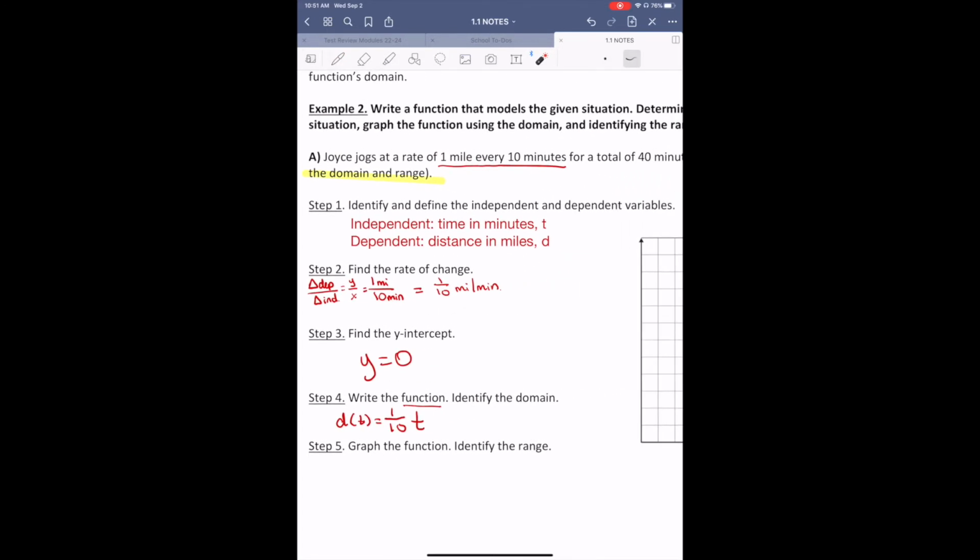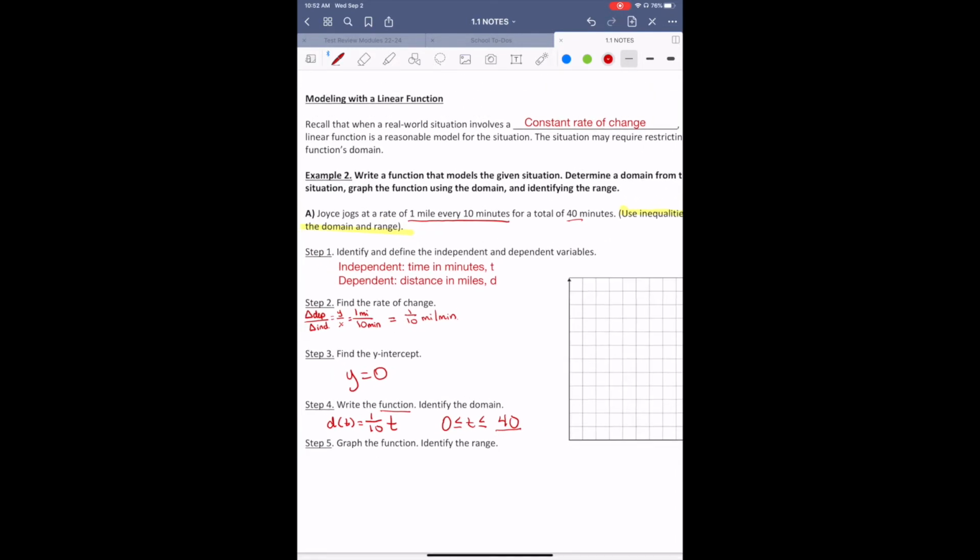And now let's define the domain. So for the domain, and we were told to write it as an inequality, our domain x values, right, our time, well, we're going to define that as 0 for time up to and including our endpoint. How much time does it take? How much time is she running for? Well, it tells us right here she's running for a total of 40 minutes. So from 0 to 40, that is our domain. Step 5, graph the function and identify the range.